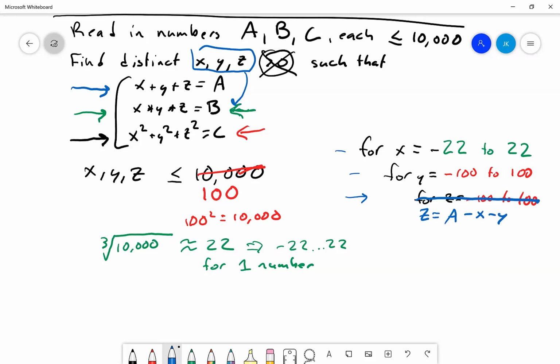And we were able to look at each of the conditions on here, and we were able to reduce it a little bit further. So first of all, by looking at this condition for C, we were able to make the loop go from minus 100 to 100. By looking at condition B, we were able to reduce one of the numbers to minus 22 to 22. And then by looking at condition A, we realize we don't even have to loop through one of the numbers. We can just outright compute it, because once you've set x and y, there's only one choice for z. That's the only choice that's even possible.